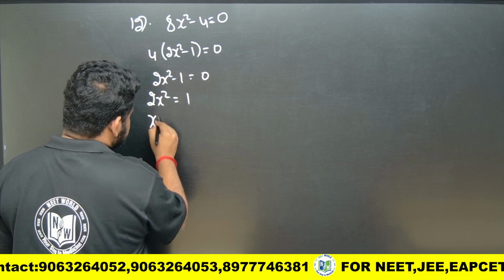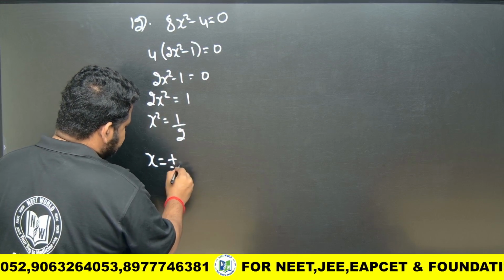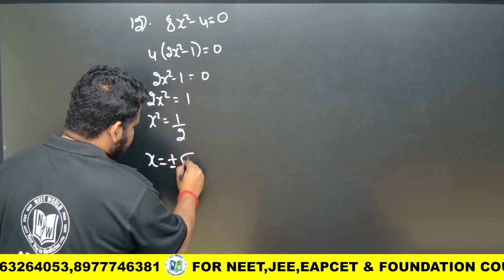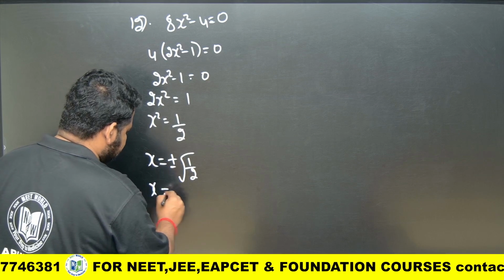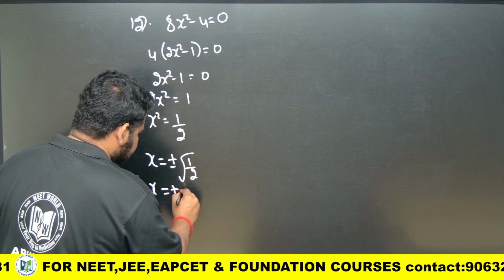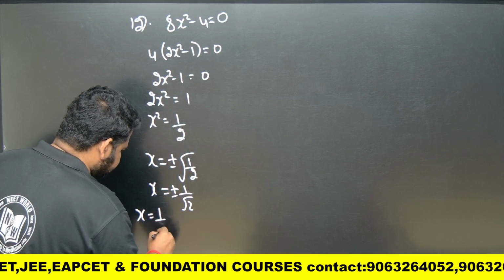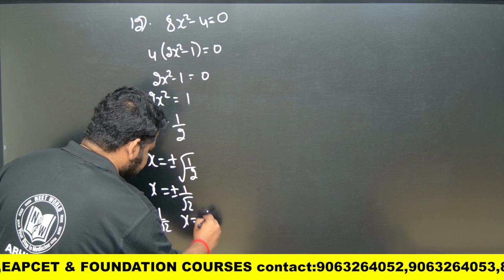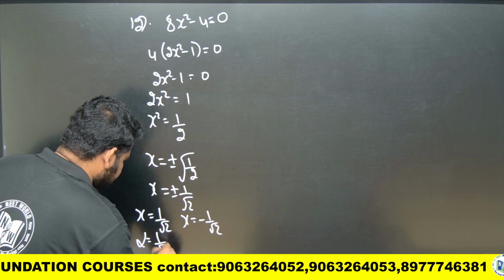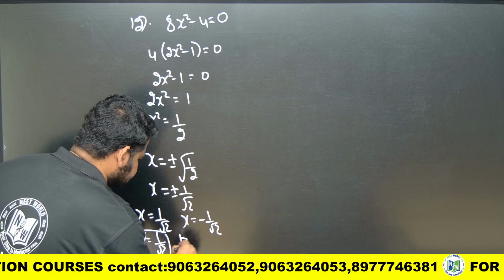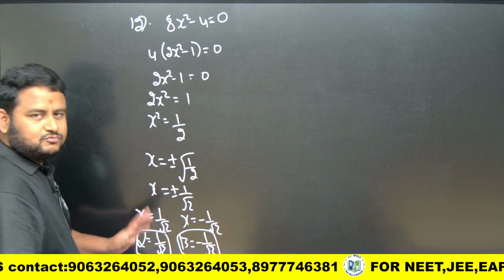So I can write it as x square is equal to 1 by 2. So x is equal to plus or minus square root of 1 by 2, and the square root of 1 is nothing but 1 itself. I can write x is equal to plus or minus 1 by root 2. So one of the x is 1 by root 2, another x is minus 1 by root 2. So I can write alpha is equal to 1 by root 2, and beta is equal to minus 1 by root 2.